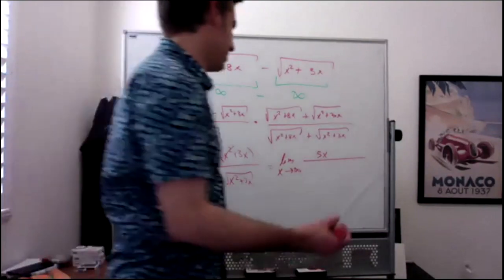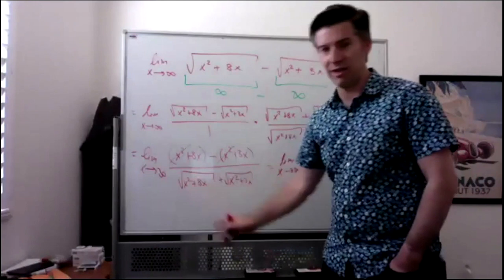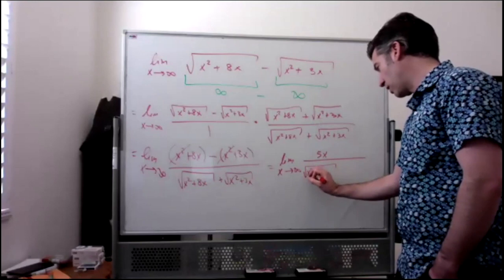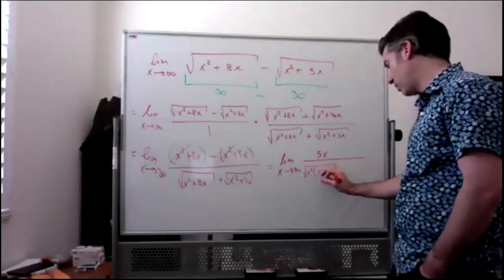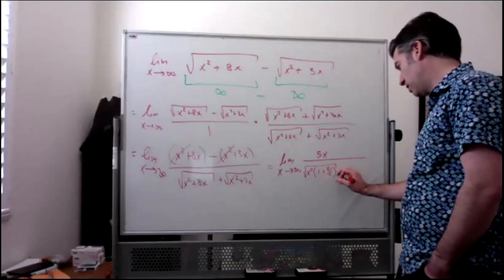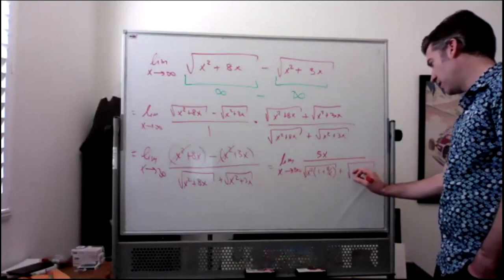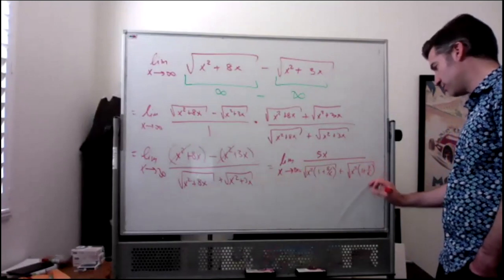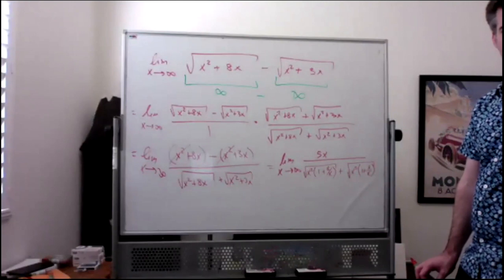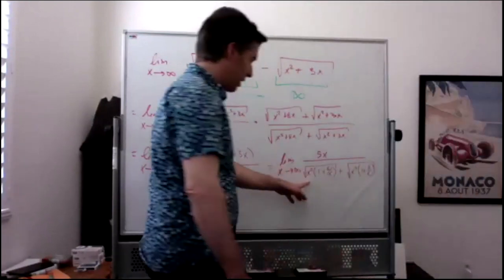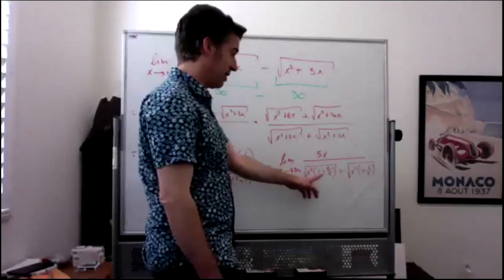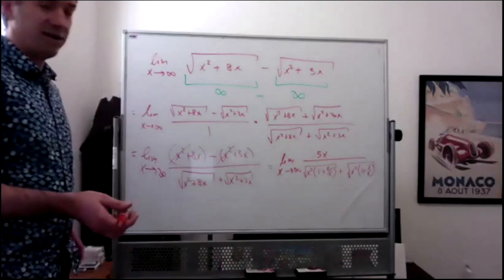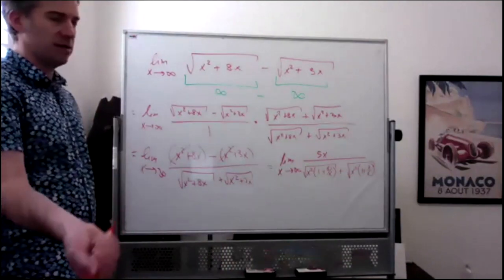So what we're actually going to do, and this is where it's a little tricky, is we're going to factor out an x squared from the square root. So I'm going to write this as the square root of x squared times 1 plus 8 over x. And I'm going to write this as the square root of x squared times 1 plus 3 over x. Right, if I multiply that back in, x squared times 1 is x squared, and x squared times 8 over x is 8 times x. Same deal there.